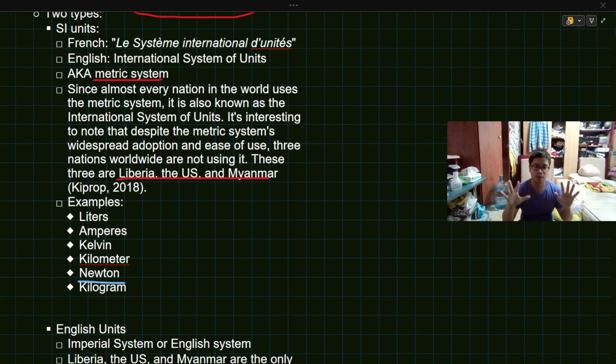It's as if you're pushing something or pulling something, and you want to know how much you exert that pushing or pulling, like how much force you apply to that certain object. So Newton will tell you. Then of course, kilogram. Usually you will see kilogram when you want to know the weight of your body. So these are some examples of SI units.